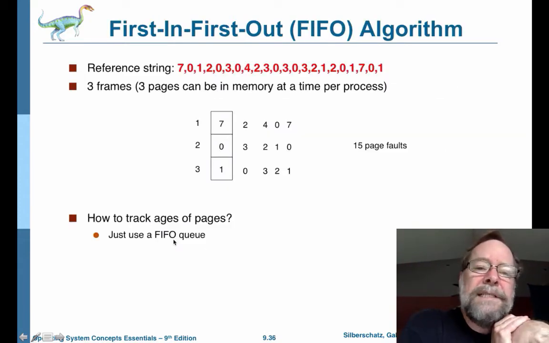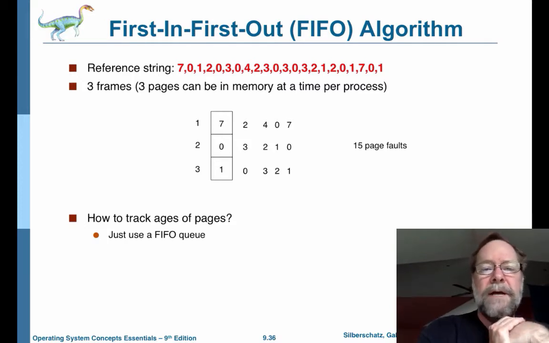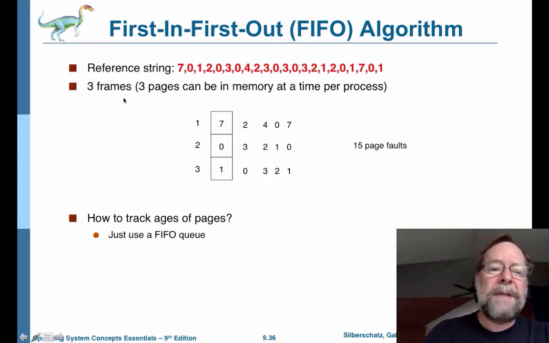So let's look at one of the simplest algorithms for page replacement. That's the first in, first out algorithm. So the reference string here, 7, 0, 1, and so on, and we'll assume we only have three frames of memory that we can work with.